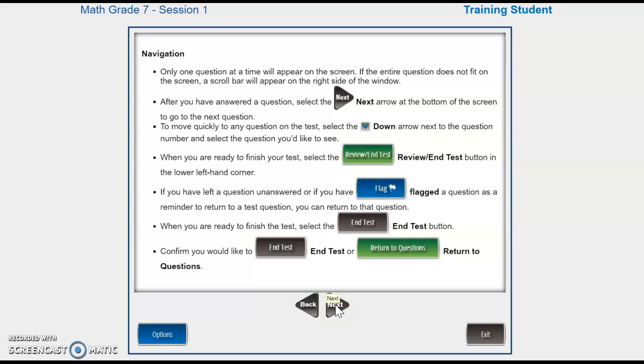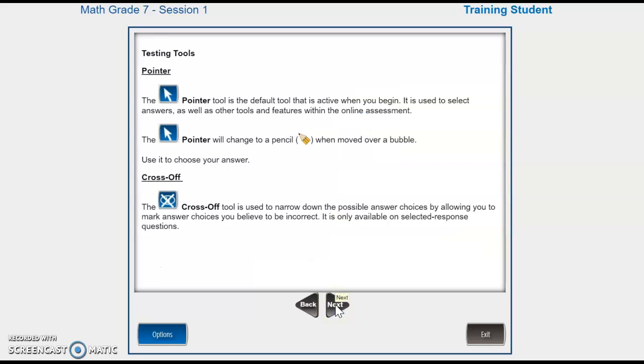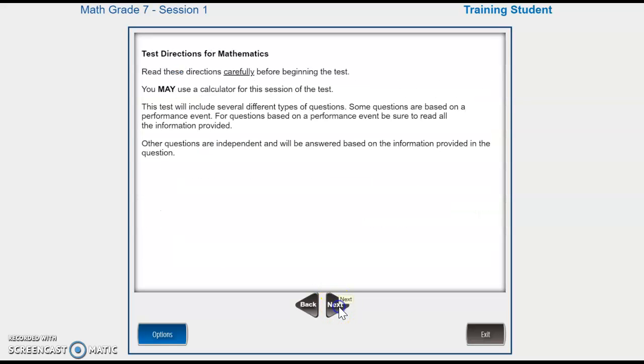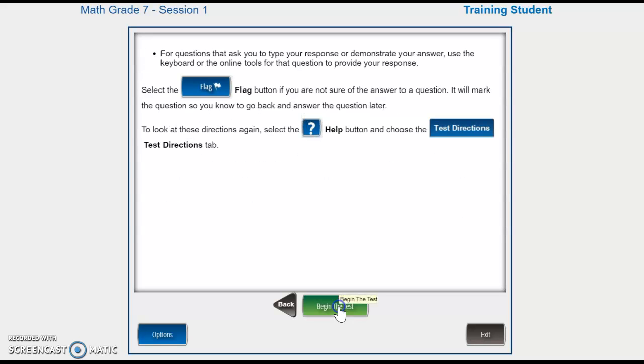But these are just basic how to use MAP tools. Feel free to read those over. You can cross off things that you don't want. That one's kind of important. But I'm going to show you the rest of them in this video. Once we get through all of these, you will click Begin the Test.